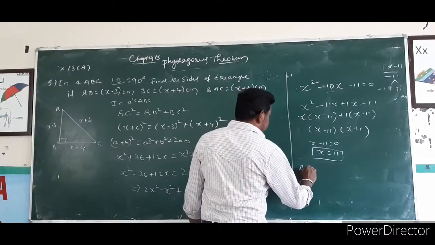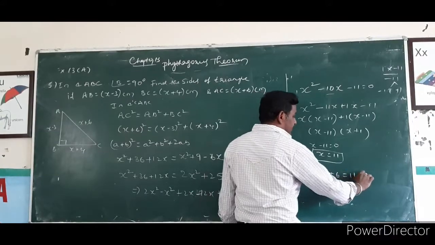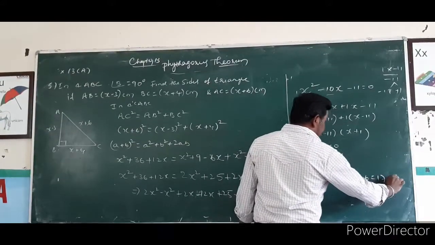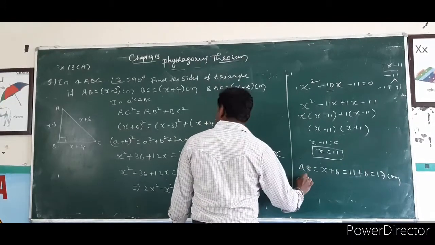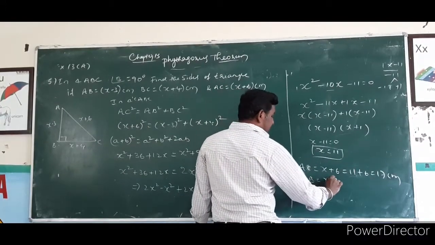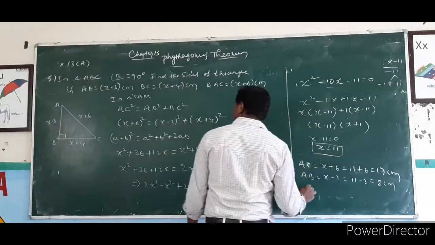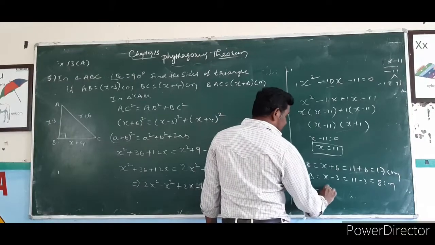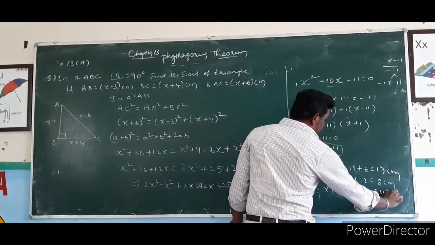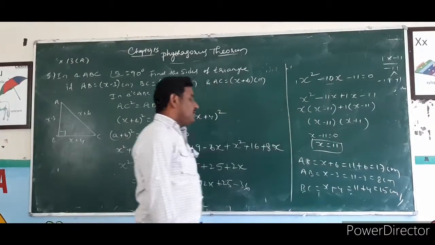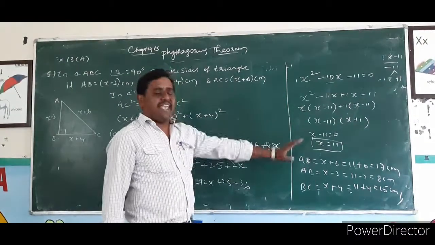That is AC is equal to x plus 6, which is 11 plus 6 is equal to 17 centimeter, and AB is equal to x minus 3, 11 minus 3 is equal to 8 centimeter. Next, BC is equal to x plus 4, 11 plus 4 is equal to 15 centimeter. So like this, you can easily find the sides of the triangle after finding the x value.